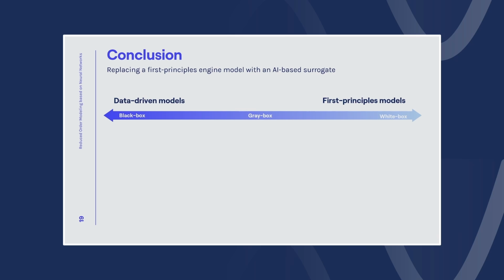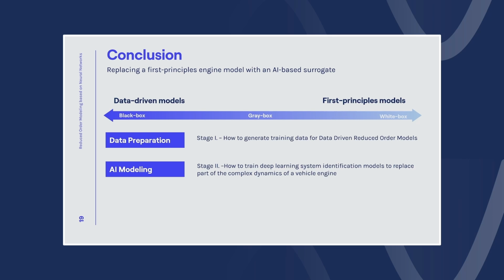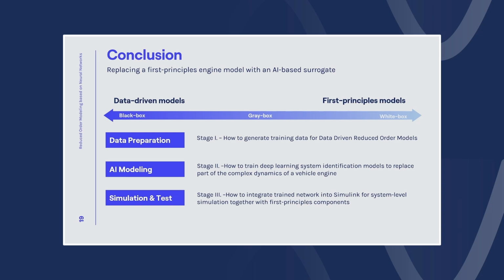As a summary, we have seen today how to start developing ROMs and create training data for our AI models. We have seen today how to use deep learning techniques to replace the first principle models. Then we have successfully integrated a trained neural network into Simulink for system-level simulation.